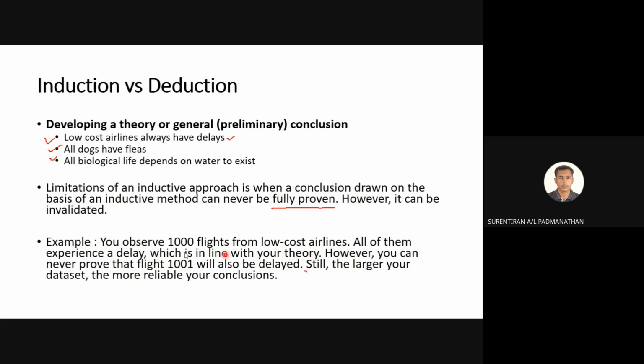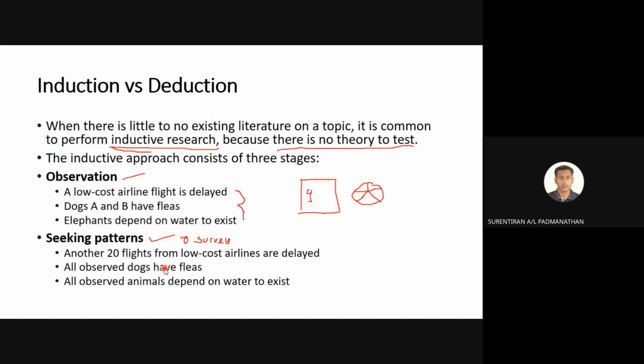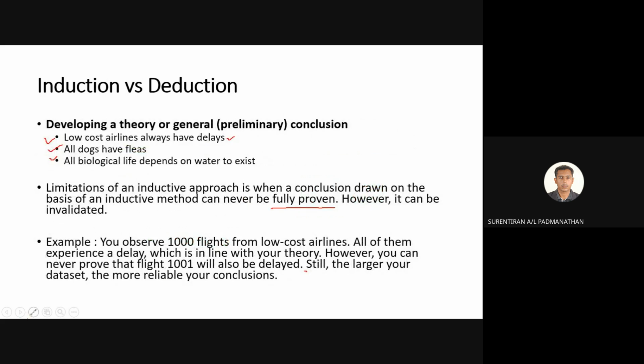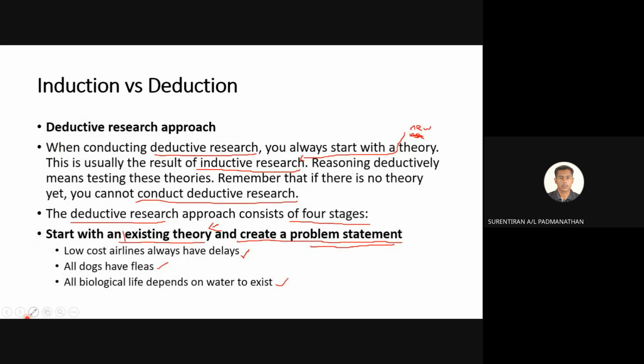So still, the larger the data set, the more reliable your conclusion. Okay, so that's why we can say that we cannot fully prove it using this induction, because this is a very new theory, right? New formula that you come out with. So that's why we cannot fully prove it. So, deductive research approach.